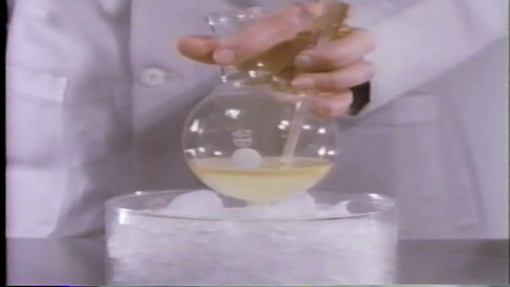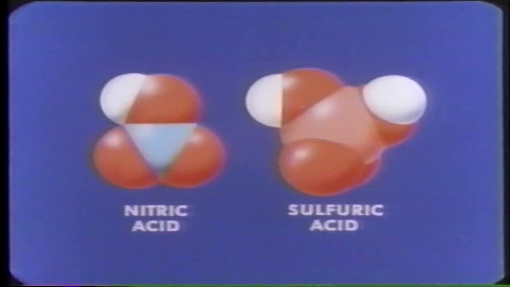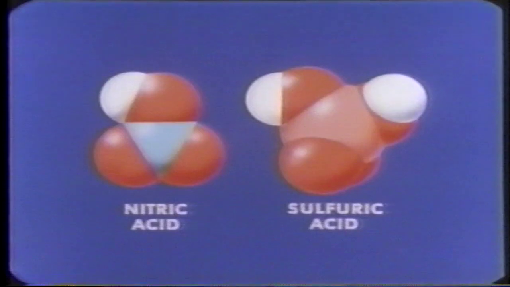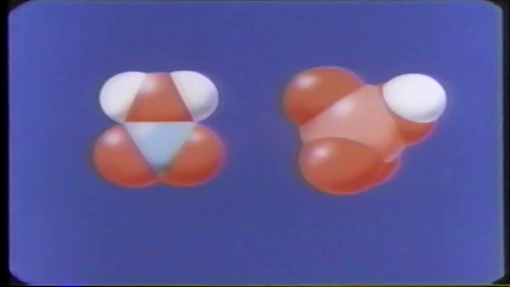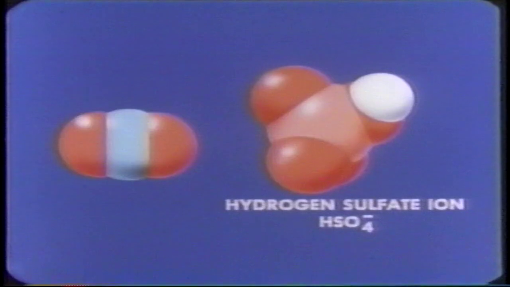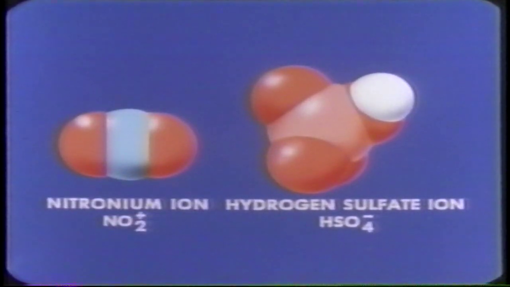Let's review what has taken place in the preparation of nitrobenzene. We use animated models to follow the molecular behavior. In the first step, nitric acid acts as a base, accepting a proton from sulfuric acid. The resulting complex splits out water. In the solution, we now have two ions, a hydrogen sulfate ion, HSO4-, and a nitronium ion, NO2+.